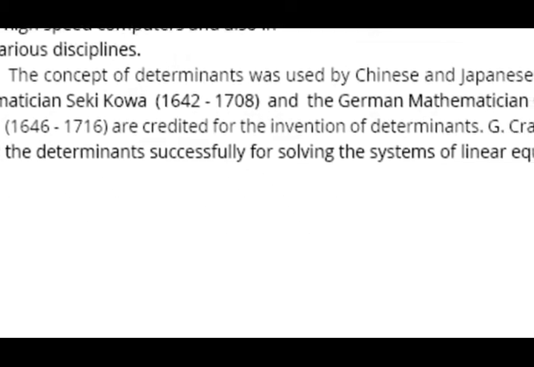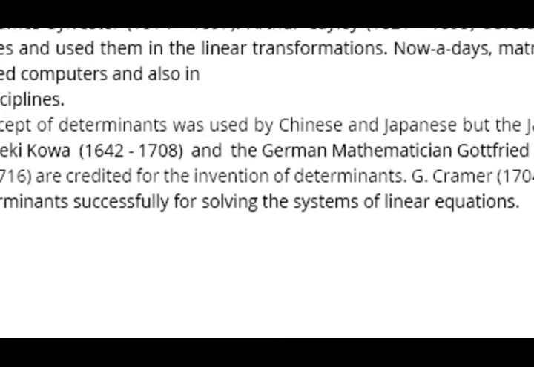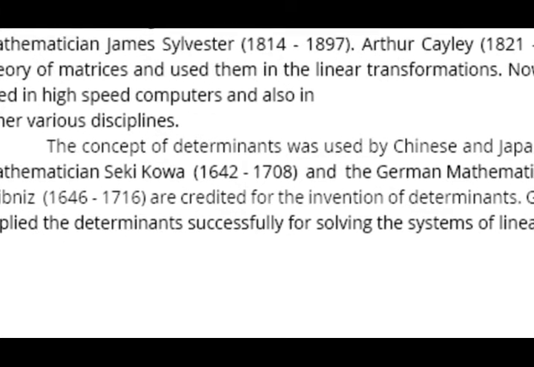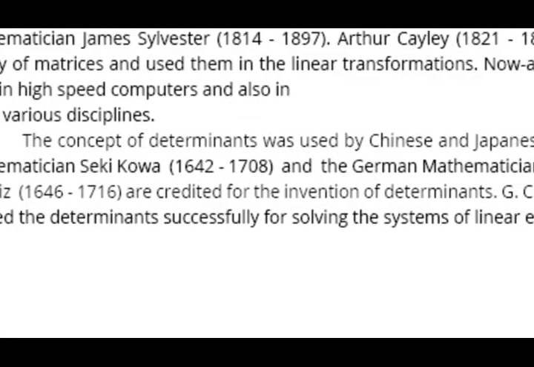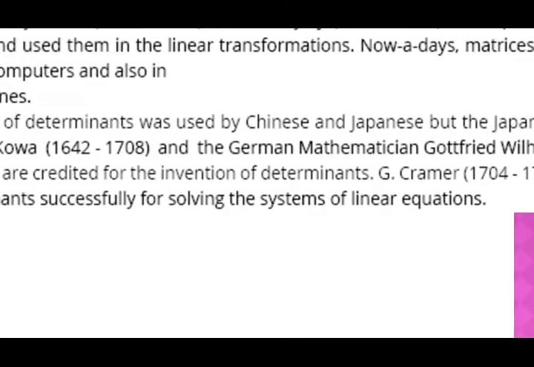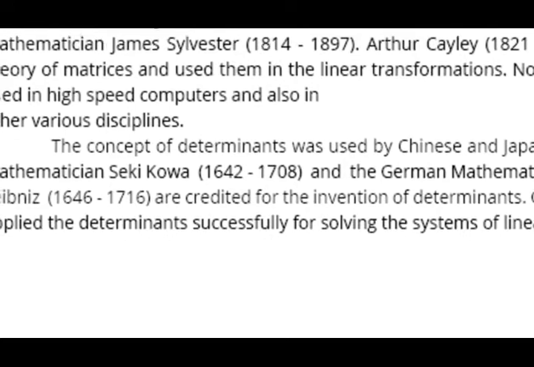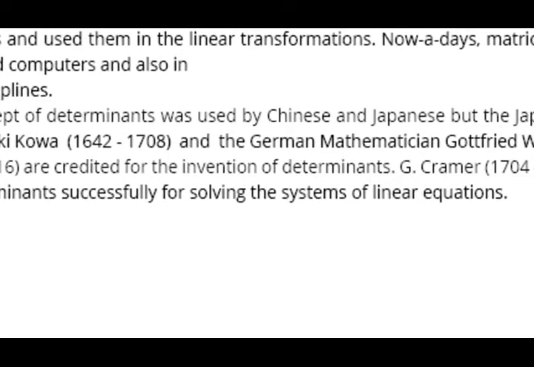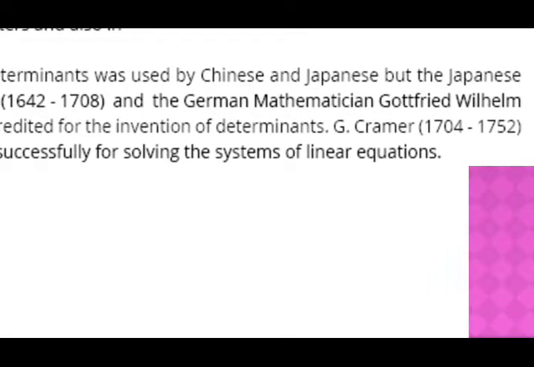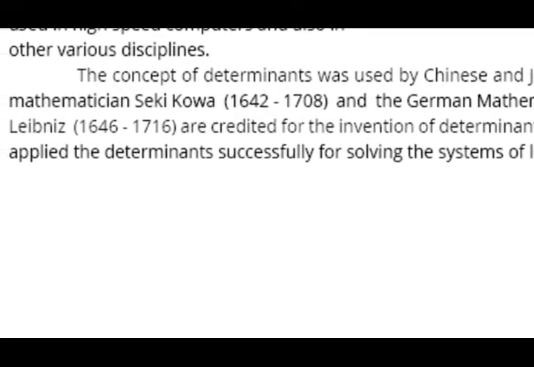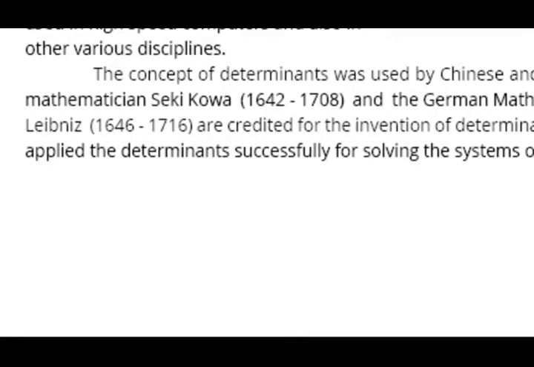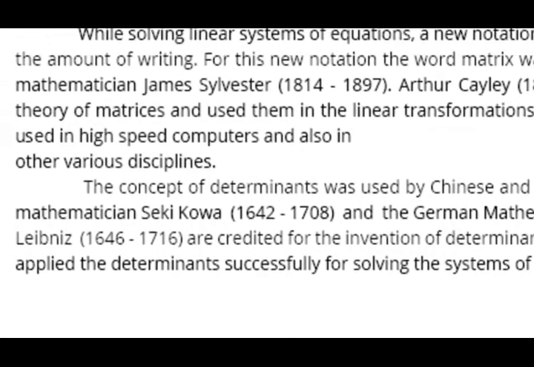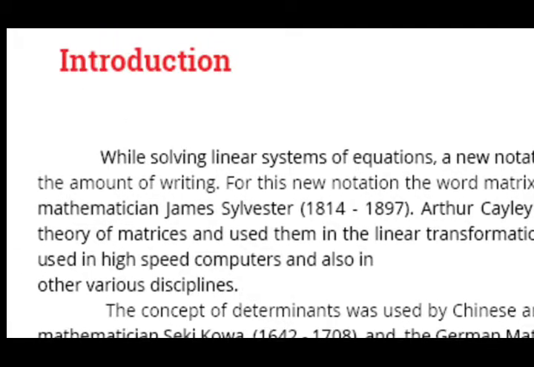Next, the concept of determinant was used by the Chinese and Japanese. But the Japanese mathematician Seki Kowa and the German mathematician Gottfried are credited for the invention of determinants. G. Cramer applied the determinants actually for solving the system of linear equations. These are some names important in the history of matrices.